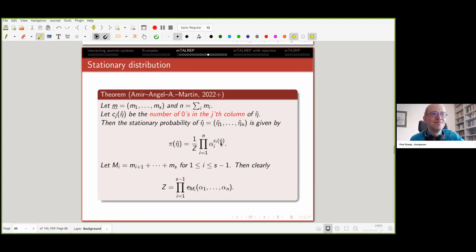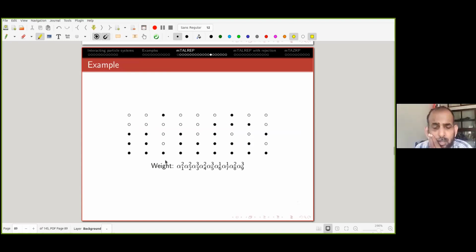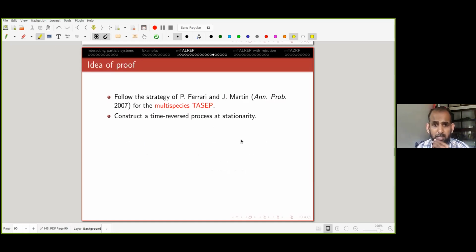Okay, thanks. So here's the example. This configuration has weight alpha 1 squared because there are two zeros here, alpha 2 squared, alpha 3 cubed, and so on, alpha 4 squared, etc. So you get the idea. So this will be the stationary distribution. It has the property of being of product form, and so what happens in each row is independent of what happens in any other. And as I said, the strategy of proof is to follow the strategy of Ferrari and Martin.